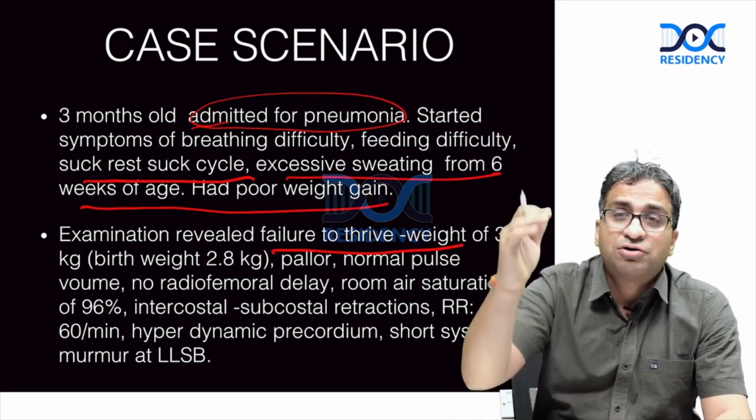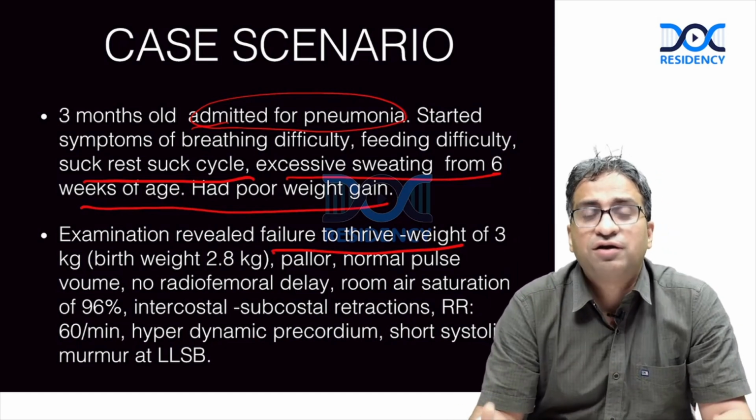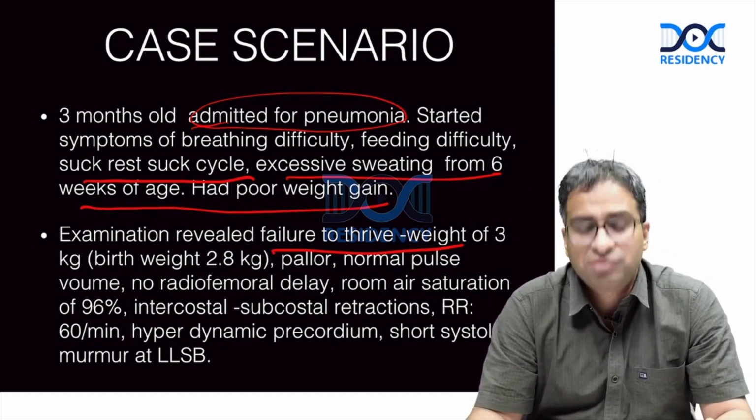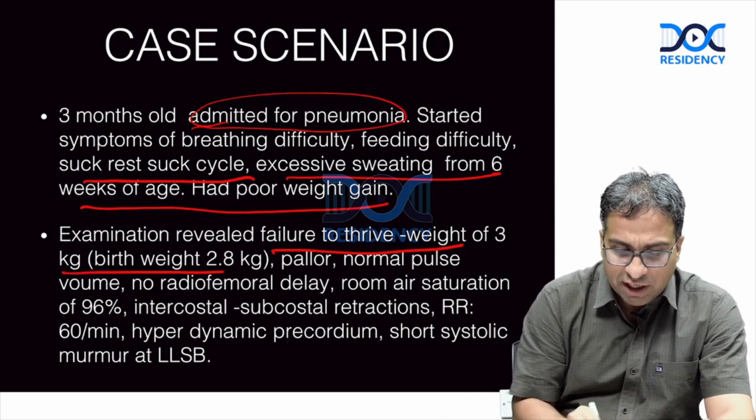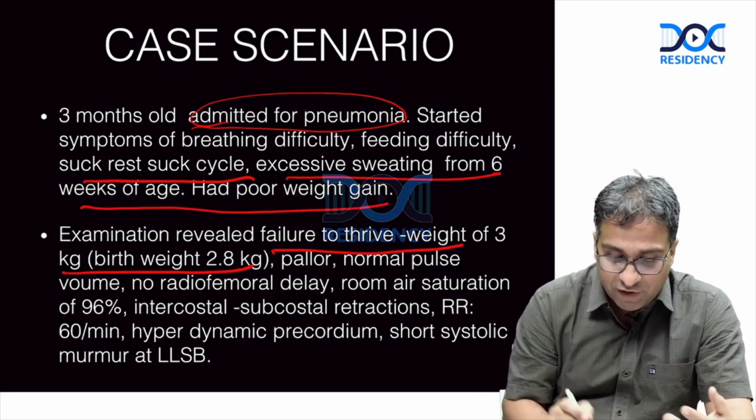Second thing, it crosses 2 centile lines in a short period, that is the definition of failure to thrive. It is used only up to 5 to 6 years of age. Weight is only 3 kg in this child with birth weight of 2.8. You can see in 3 months there is no weight gain.